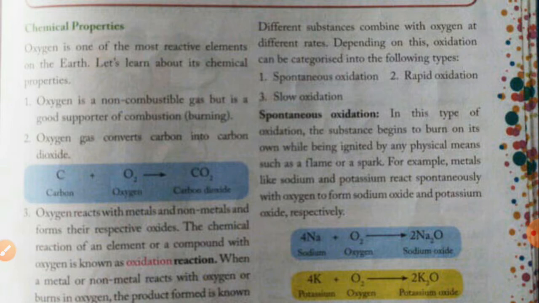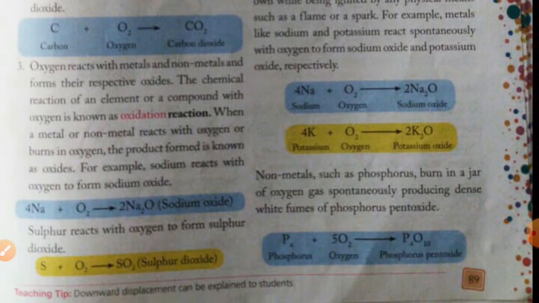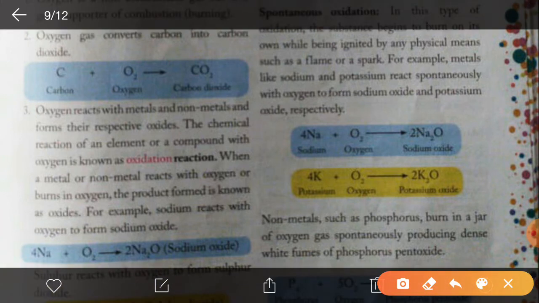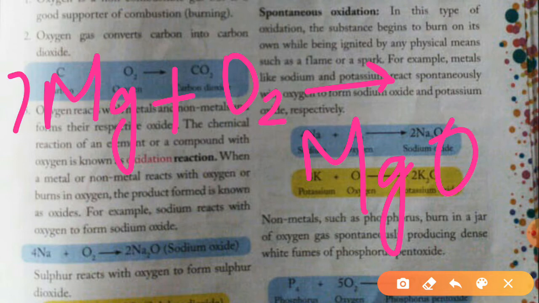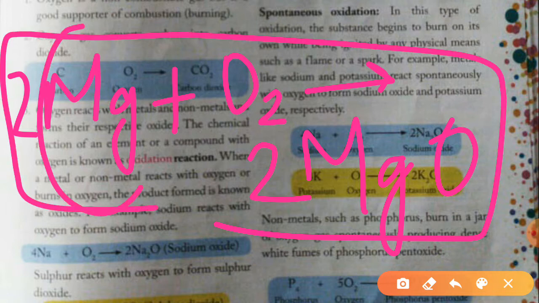Also, oxygen gas converts carbon into carbon dioxide, and in some cases into carbon monoxide. And it will react with metals as well as non-metals to form their oxides. How? Some examples are given here. I will give you one more example. Mg, magnesium, reacts with oxygen O2 to give MgO, which you can balance to 2MgO. Magnesium is a metal, and it is reacting with oxygen to give MgO.